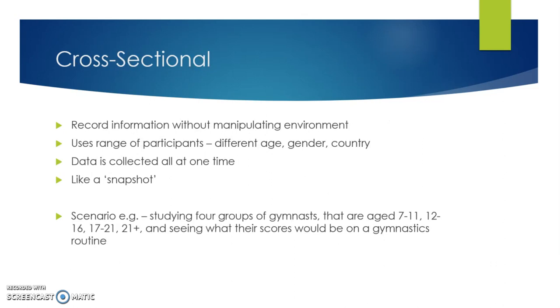Next is cross-sectional, which is when information is recorded without manipulating the environment, and this normally includes a range of participants, such as different age, gender, and nationalities. The data is collected all at the same time, and we can look at this design as a kind of snapshot, as everything is included in one shot or at one time. For example, studying 4 groups of gymnasts that are aged 7 to 11, 12 to 16, 17 to 21, and 21 plus, and seeing what their scores would be in a gymnastics routine.